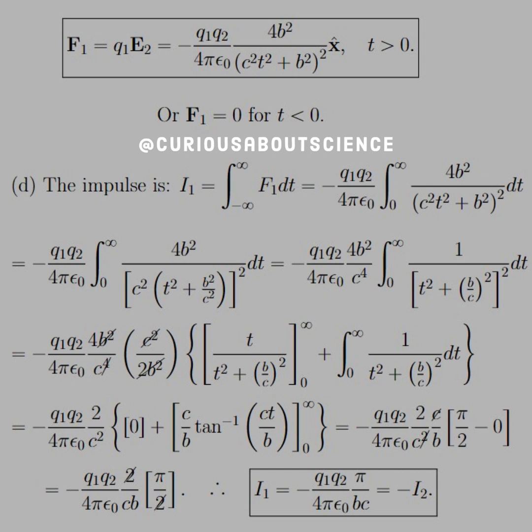But notice here that I1 is equal to negative Q1 Q2 over 4 pi epsilon naught pi b c, which is equal to negative I2. So the impulse is equal and opposite here. But it's an interesting cross product here that we see. And I'll have some more notes for you in the description, but have fun with that calculus. The retarded time comes back to bite us again.